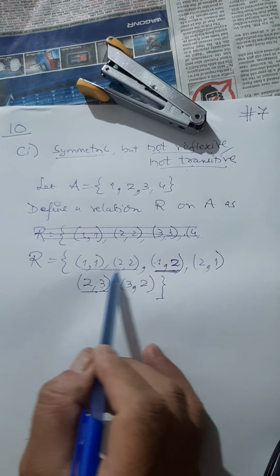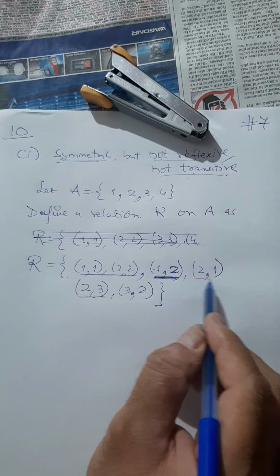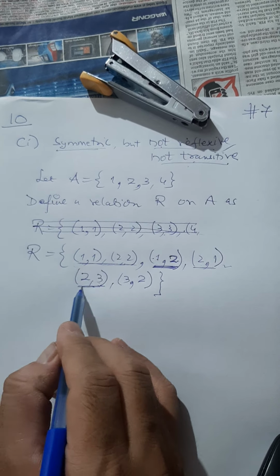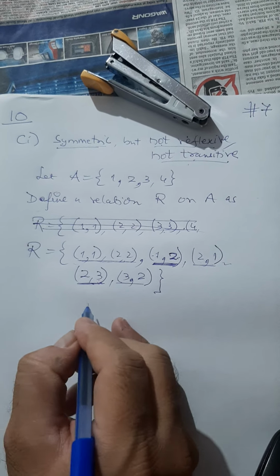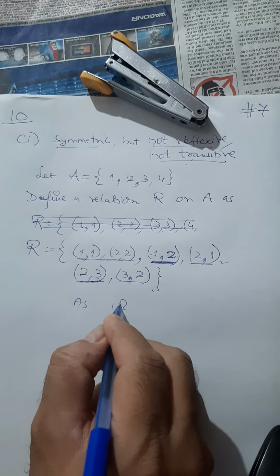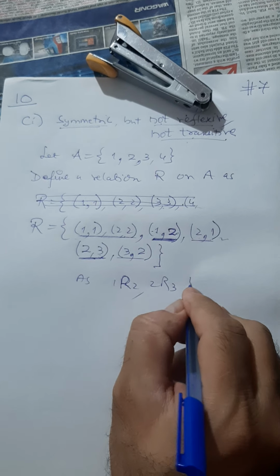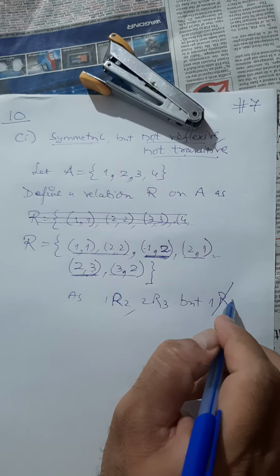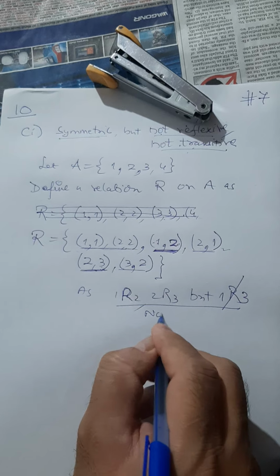Because of this 2 only present, it's not reflexive. 1, 2 is present, 2, 1 is also present. So this one, 2, 3 is present, 3, 2 is also present. So because of this you can say that it's symmetric, but not transitive. Because here 1 related to 2, 2 related to 3, but 1 related to 3 is not there. You can see that 1, 3 is not there. So therefore it's not transitive.